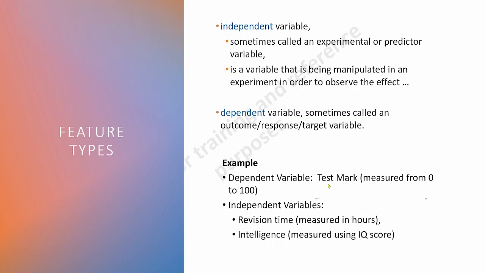So for example, let's say a student's test mark would be dependent on how much time the student had given in terms of study or revision, or something like an intelligence score or IQ score. So independent variables are the variables which define the outcome. And the outcome here is test mark, and that outcome is called the dependent variable, sometimes called outcome, response, or target variable. And independent variables are the columns which contribute to the definition of the outcome variable. So for example, here revision time and intelligence are independent columns.